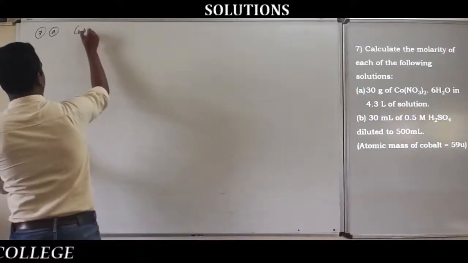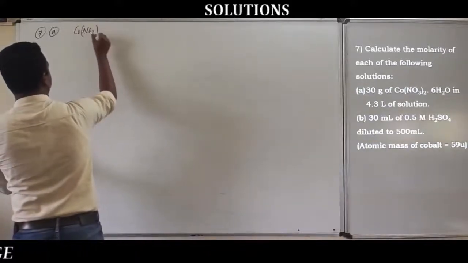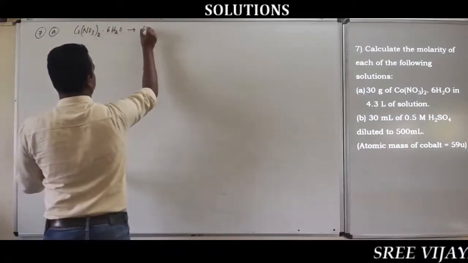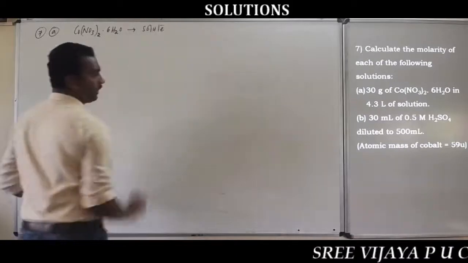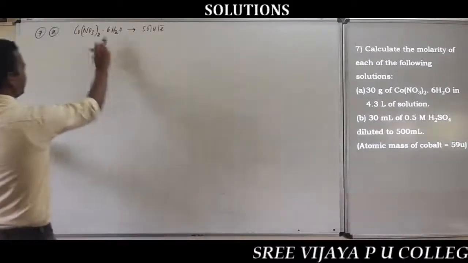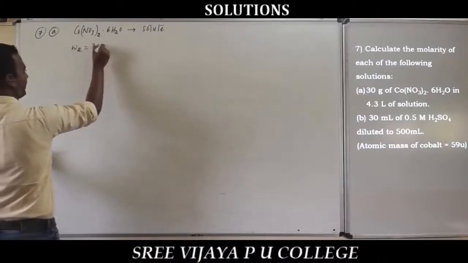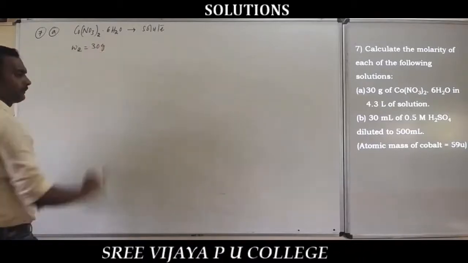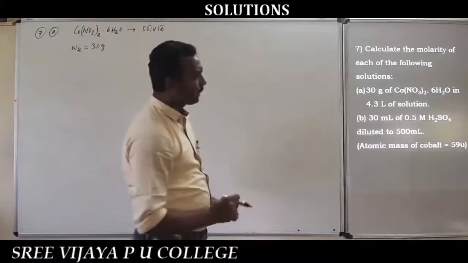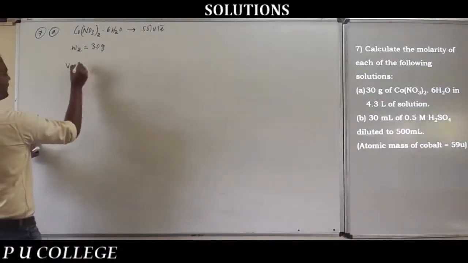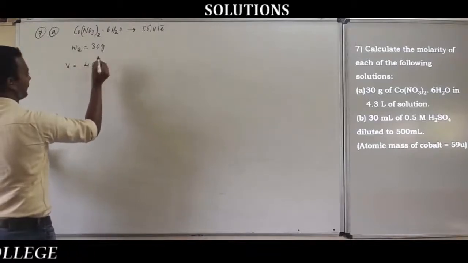First, the solute is cobalt nitrate, Co(NO3)2 dot 6H2O. This acts as the solute. So the mass of solute W2 is 30 gram. Next, they have given the volume of solution, that is 4.3 liter, so the volume of solution is equal to 4.3 liter.